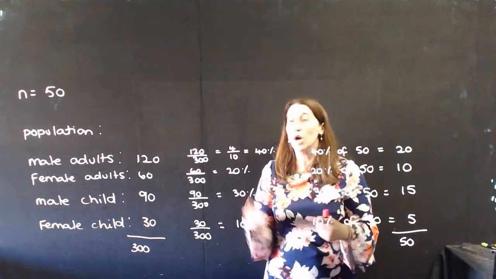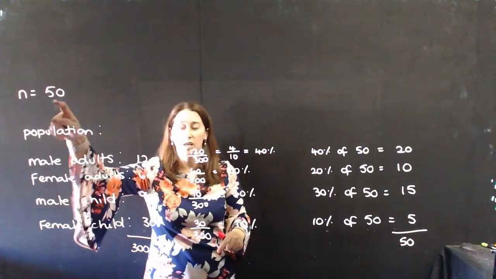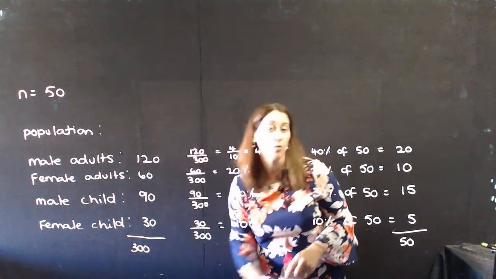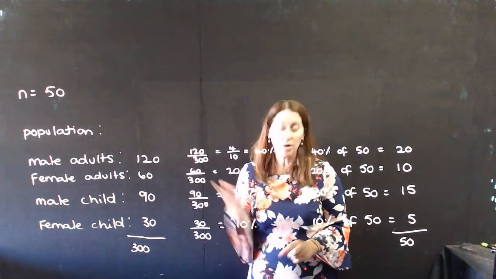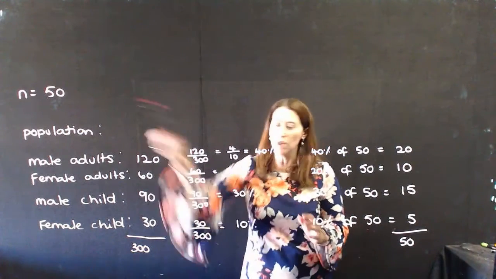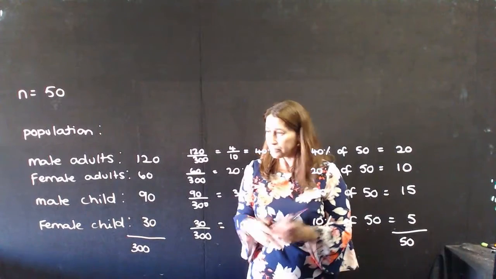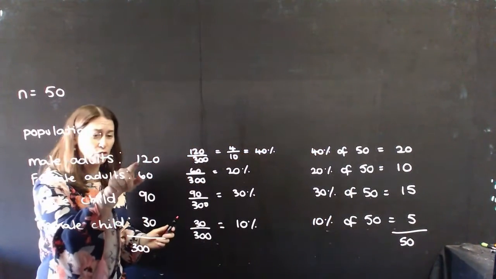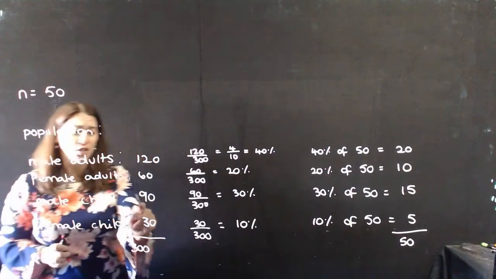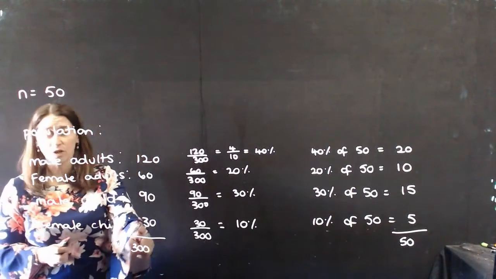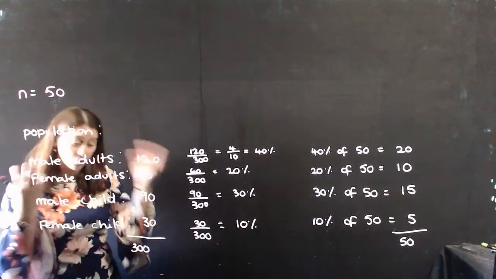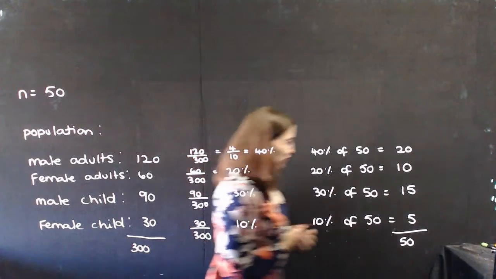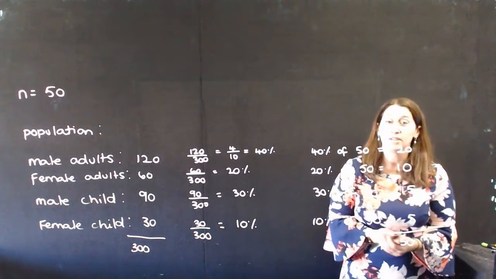Sometimes we don't know what sample size we want to take, so we could say take 10% from each subgroup. So if I didn't know I wanted to take a sample of 50, then I could take 10% from each group. I'd take 12 from this group, 6 from this group, 9 from this group, and 3 from this group, and that would still reflect the overall population. And that's pretty much everything you need to know about collecting data.